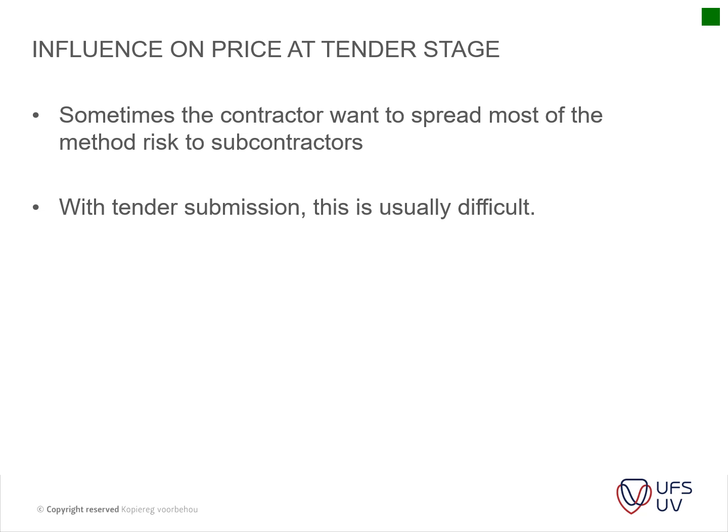The influence on price at tender stage is sometimes the contractor wants to spread most of his risk to the subcontractors through the method statement. So that's something one can think about through a method statement. With tender submissions, it is usually difficult because subcontractors at tender stage don't usually give the main contractor a method statement. Maybe your electrical engineer or your mechanical engineer might assist with that, but there's usually not enough time to actually do that.